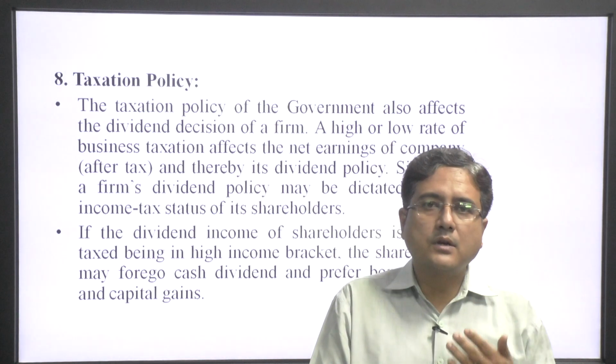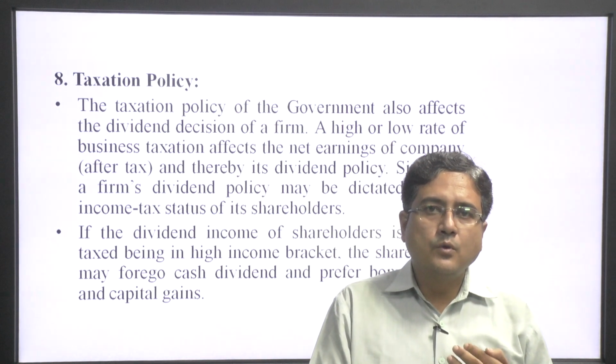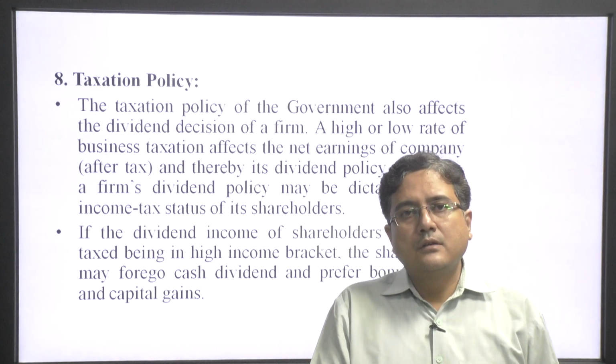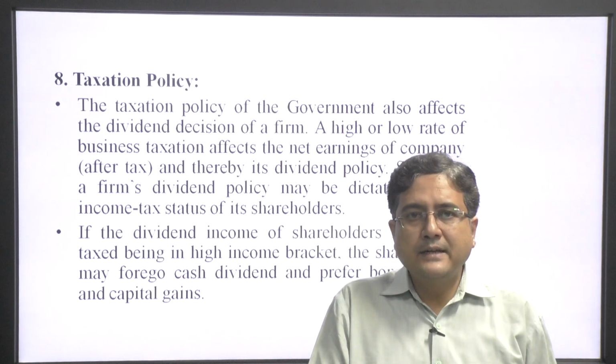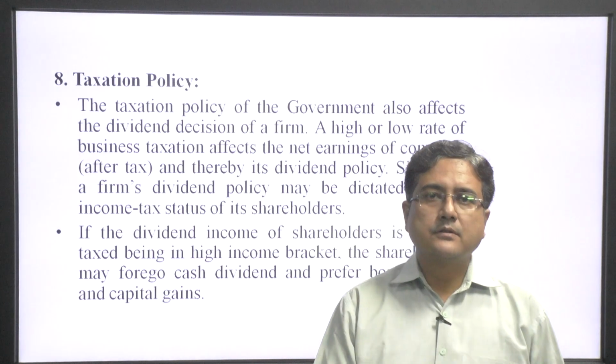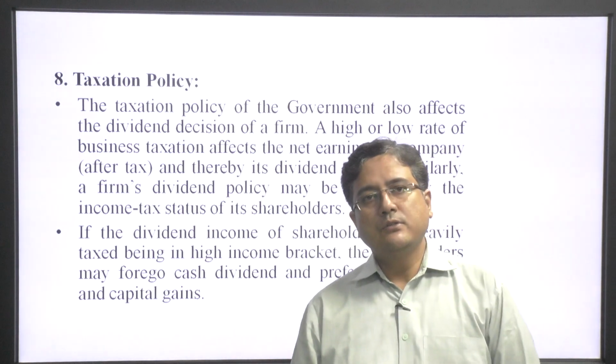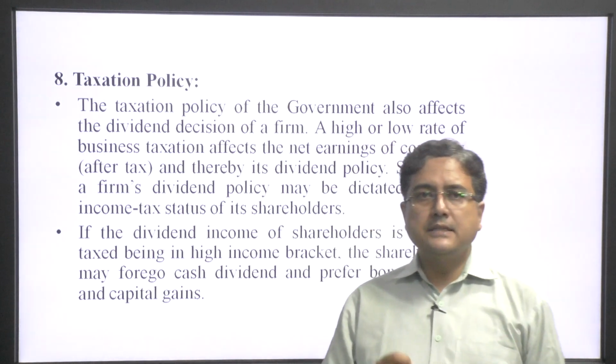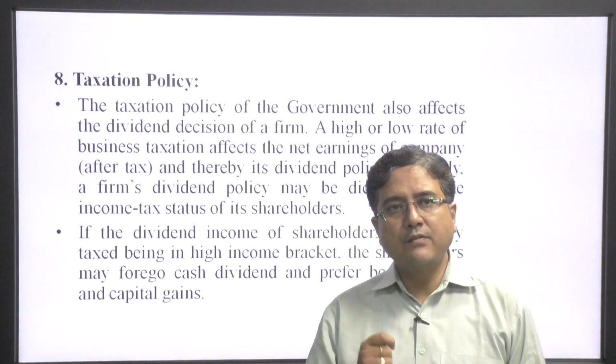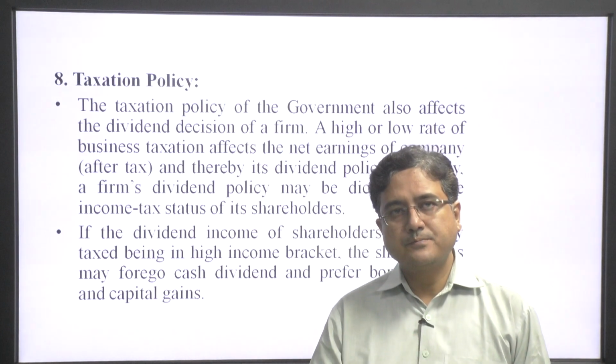Profit will be lower, and no firm wants to pay dividend out of its pocket. Therefore, tax policies of the government also affect the dividend decision of the firm.